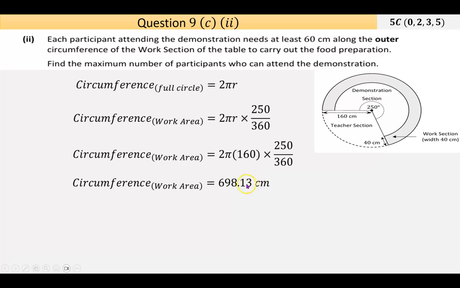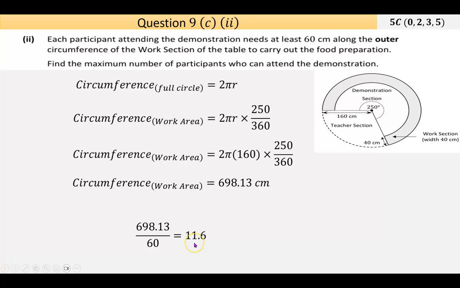Now there's no such thing as 0.13 of a person, but that's the total work area. Each person gets 60. So the question I'm asking there is, how many 60s in 693.13? Now I got 11.6, and this is where we're more specifically concerned with the decimal. If you put a 12th person in there, they wouldn't have enough space. So it rounds down to the 11.